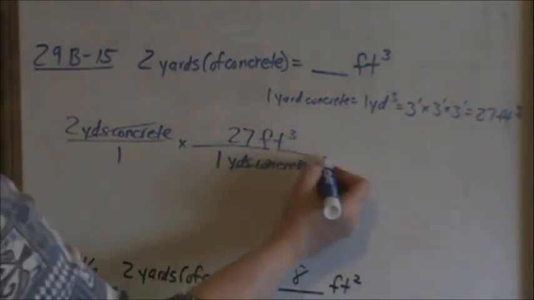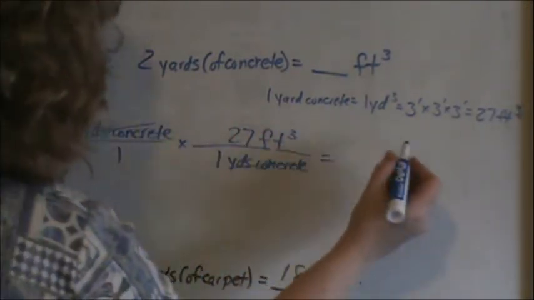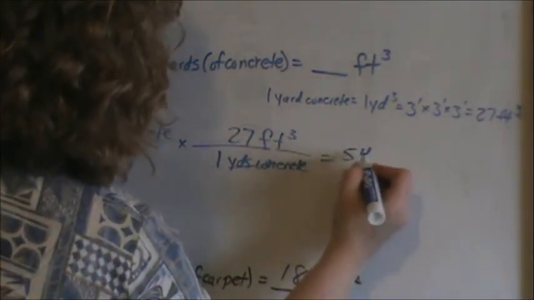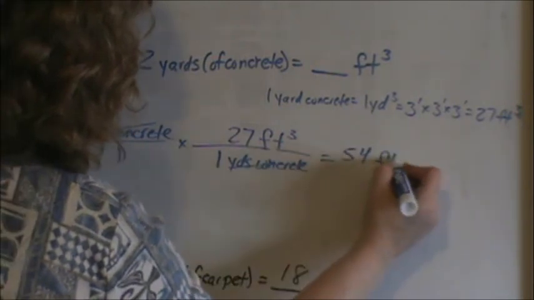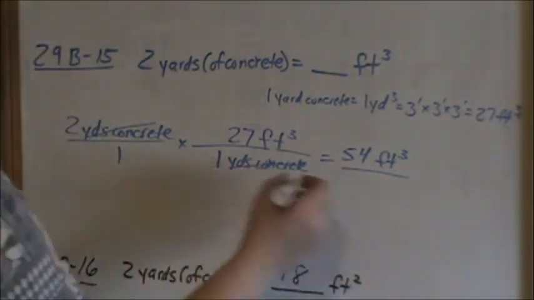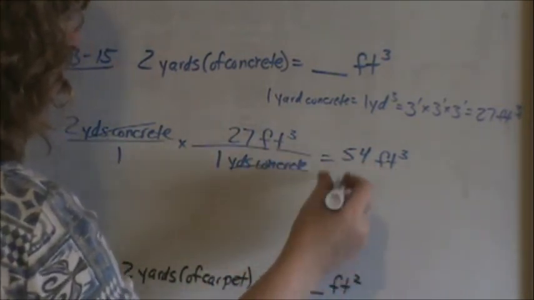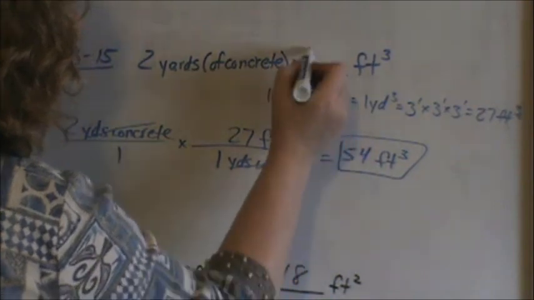So now I just multiply my numbers in my fraction. 2 times 27, that would be 54. I have cubic feet left. And the denominator, it would be 1 times 1 is 1. 54 divided by 1 is just 54. So 54 cubic feet.